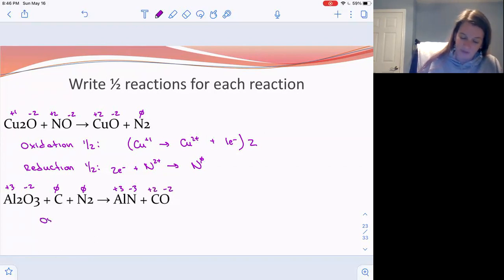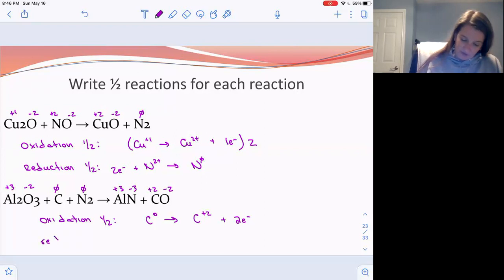So we're going to write our oxidation half reaction first. So take a look at this reaction, figure out what's being oxidized, and it's going to be the carbon. So the carbon is going from a 0 oxidation state to a plus 2 oxidation state. So we need to add how many electrons to which side of the reaction? We're going to add 2 electrons over here to this side of the reaction.